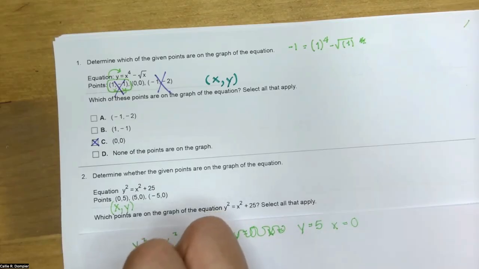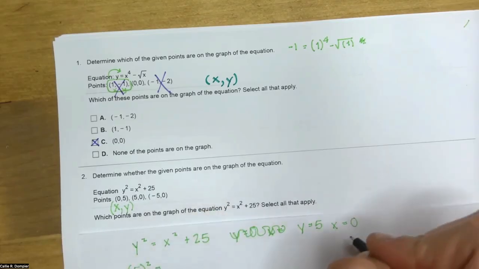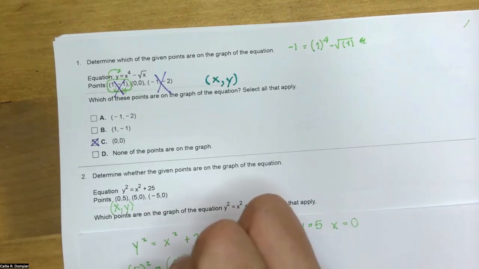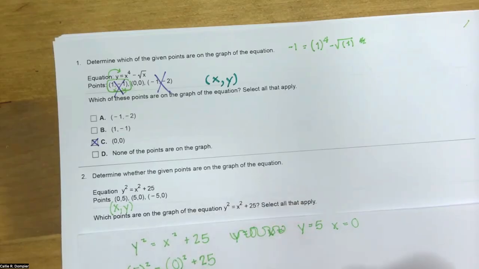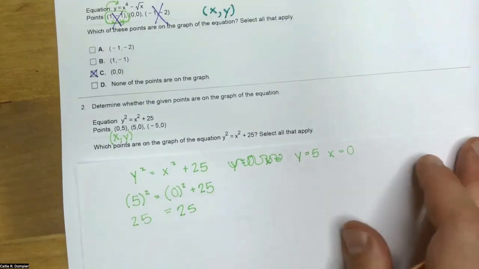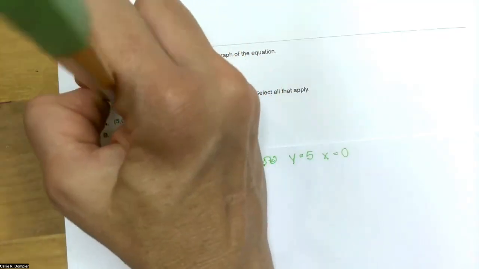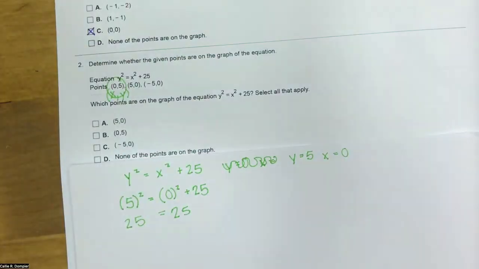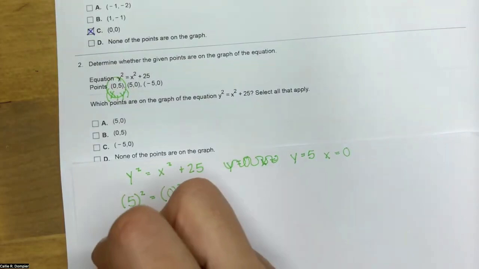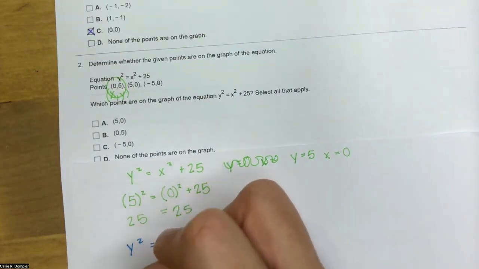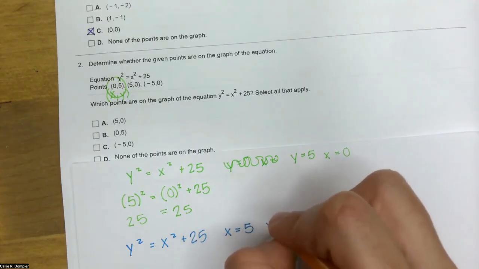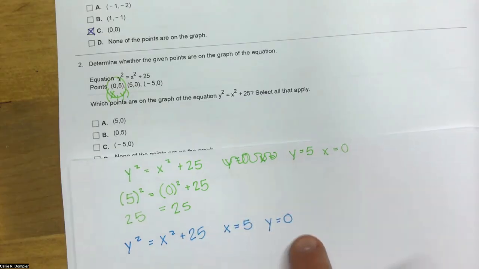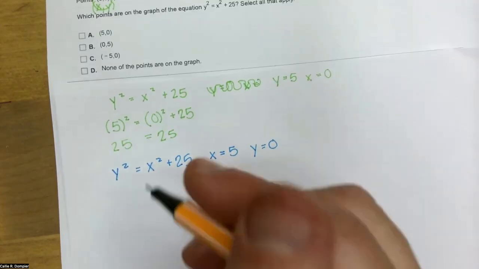So y is in fact 5 and x is 0. So we say 5 squared equals 0 squared plus 25. 5 squared is 25. 0 squared is 0. So it is true that 25 equals 25, right? Sorry about that. So that one is true. Go to the next one. The next one is (5, 0). y squared equals x squared plus 25 when x equals 5 and y equals 0. I'm going to start writing them in xy format so I don't mess up again. Let's see if that's true.